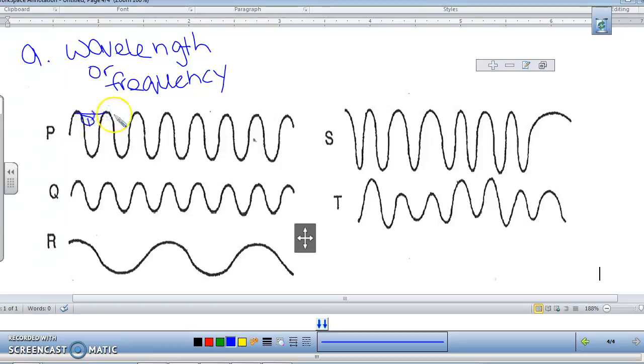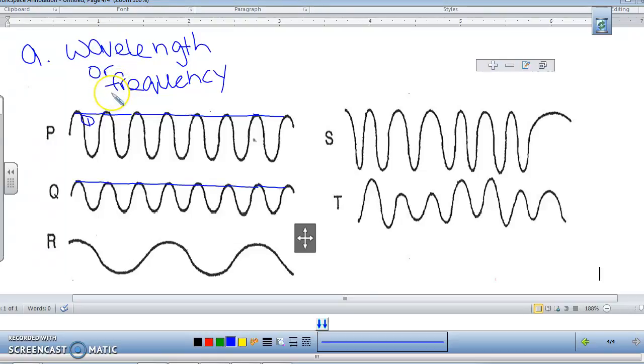So there's 1 wave, 2, 3, 4, 5, 6, and 7. This one also has 7. 1, 2, 3, 4, 5, 6, and 7. So either one of those words work for the first part.